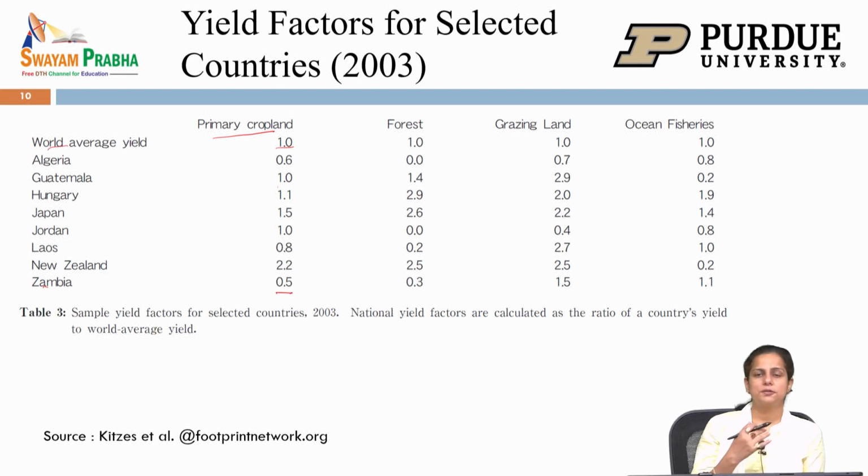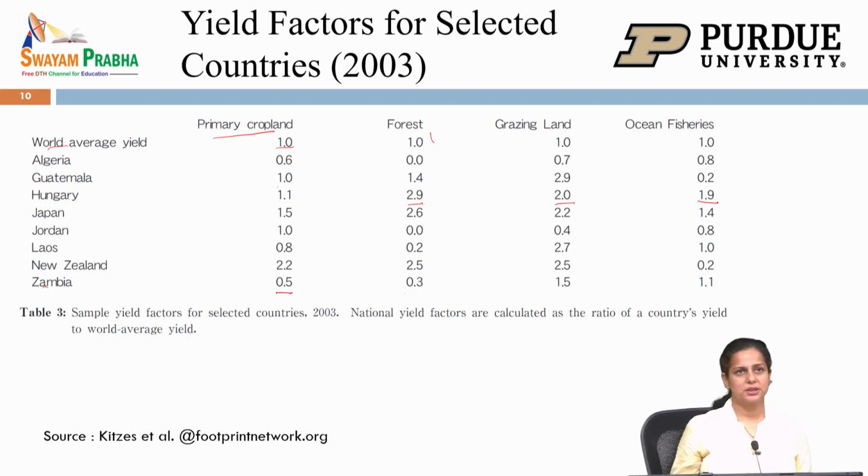Similarly, you would have differences in the yield factor for forest land, grazing land and ocean fisheries. You can see that Hungary is really good in terms of ocean fisheries, and also in terms of forest and grazing land, but you have really bad forest productivity in Zambia. So, this yield factor is calculated every year to convert the land for each country or region as compared to the world average productivity, so that when you are calculating your ecological footprint for a region, you can convert that into the equivalent of the global hectare.